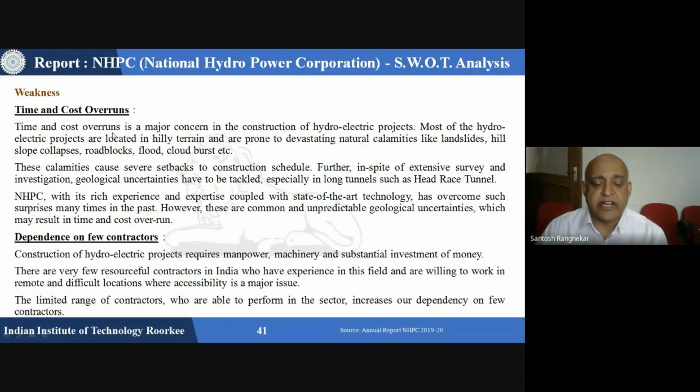The limited range of contractors who are able to perform in these sectors is becoming a very big issue, as very few contractors are there. So on one side, it is a time and cost overrun, and on the other side, this type of project is highly dependent on the contractors. Now the question arises, what is your suggestion? Should we go by the appointment of regular employees, or should we go by the contractors? How do we overcome these two weaknesses?